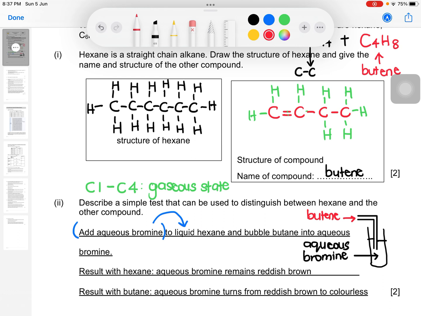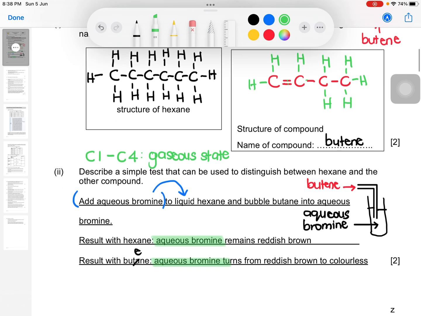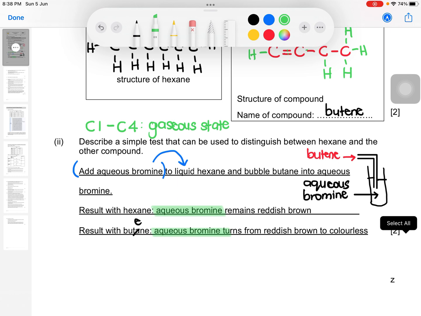Result with hexane, aqueous bromine will remain reddish brown. Result with butane, oh sorry, it's not butane, it's butene. There's a spelling error here. Result with butene, aqueous bromine will turn from reddish brown to colorless. Ladies and gents, this is something that you cannot take for granted. It is the aqueous bromine that changes color or remains reddish brown. Please do not say that the butene or the hexane, the hydrocarbon, changes the color, because hydrocarbons are generally colorless for these substances that we are talking about.